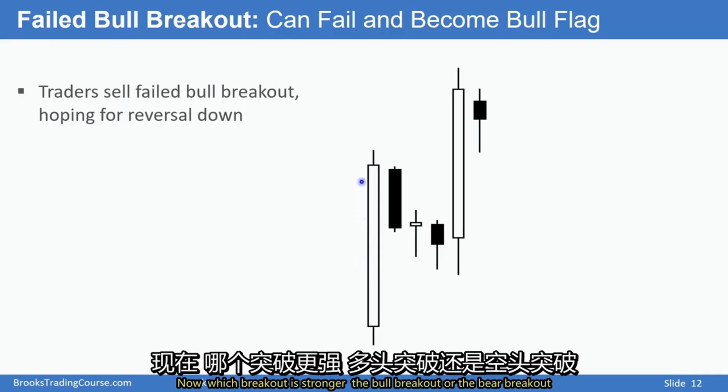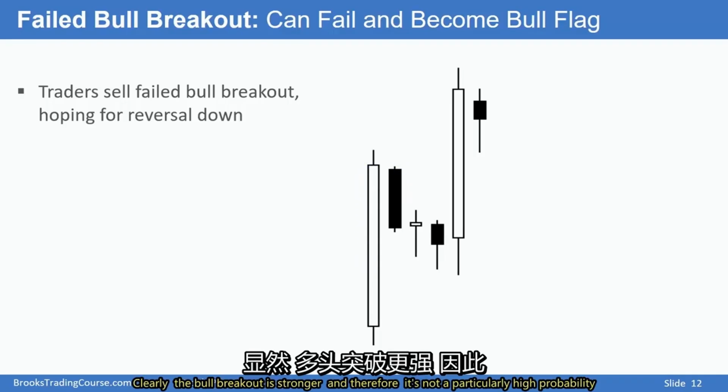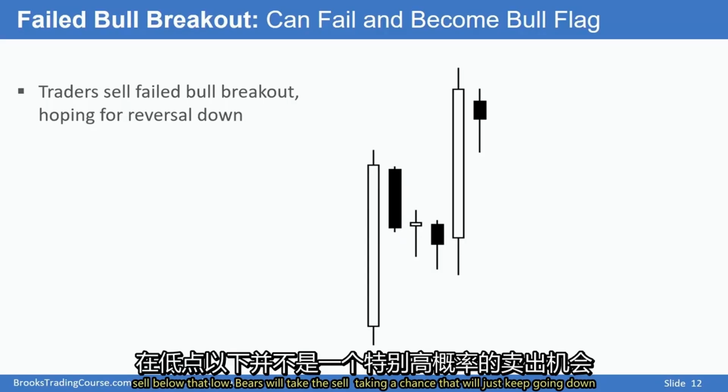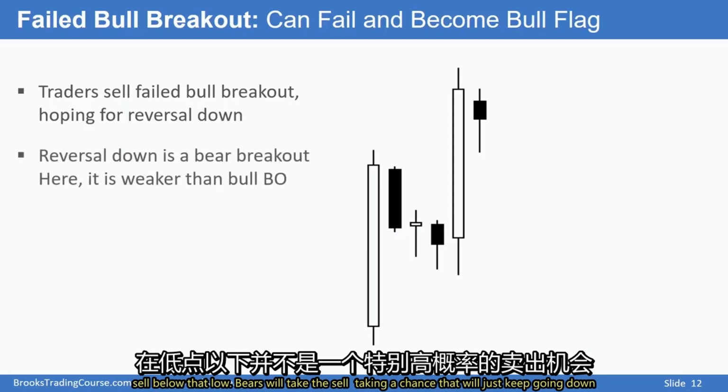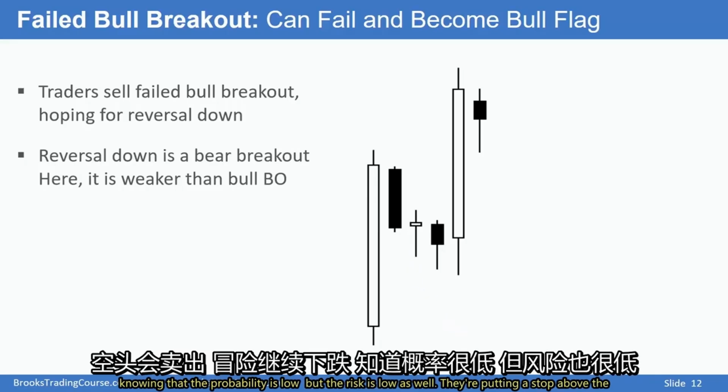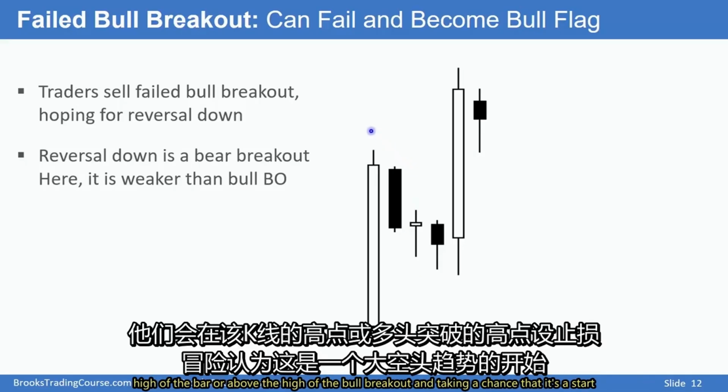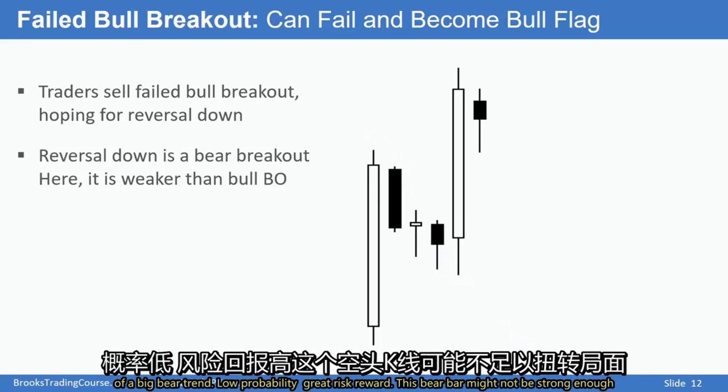Now, which breakout is stronger, the bull breakout or the bear breakout? Clearly, the bull breakout is stronger, and therefore, it's not a particularly high probability sell below that low. Bears will take the sell, taking a chance that it will just keep going down, knowing that the probability is low, but their risk is low as well. They're putting a stop above the high of the bar or above the high of the bull breakout and taking a chance that it's the start of a big bear trend. Low probability, great risk reward.